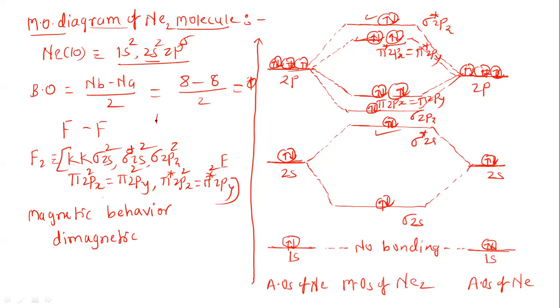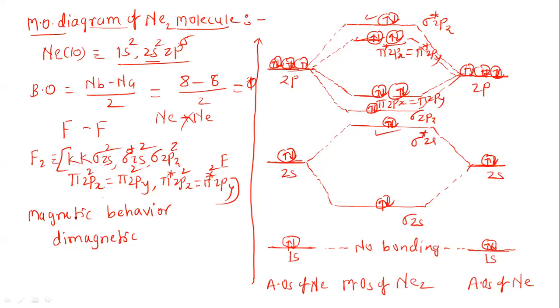It means that there is no bond between the two neon atoms. So the neon molecule does not exist, as the bond order is 0 and no bond is there. So it is not necessary to write the electronic configuration and magnetic behavior here.